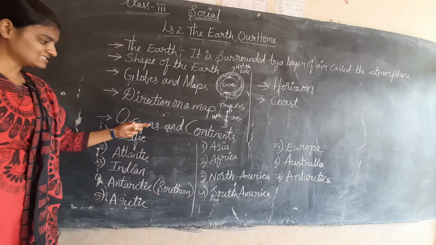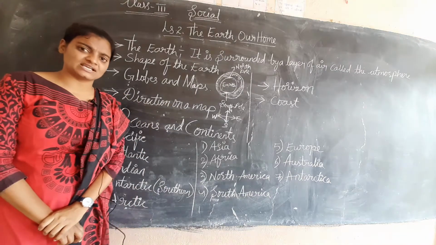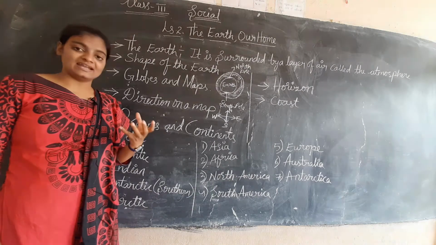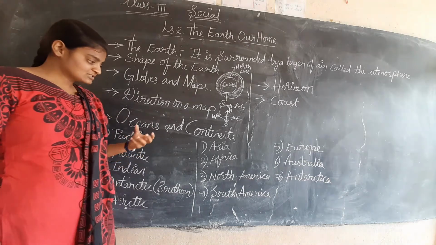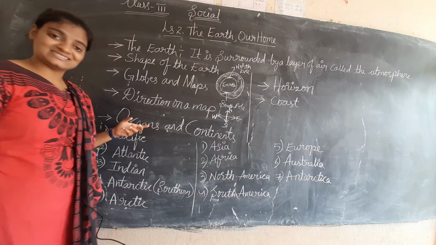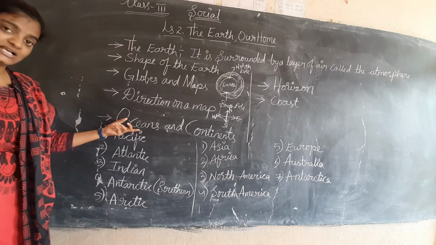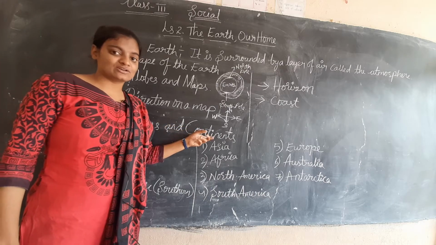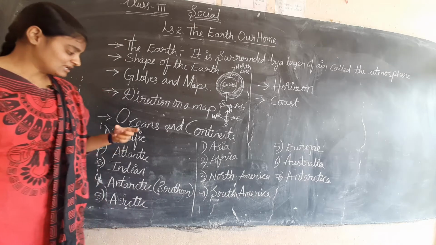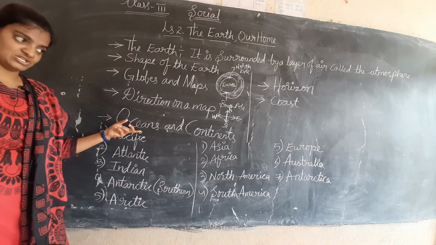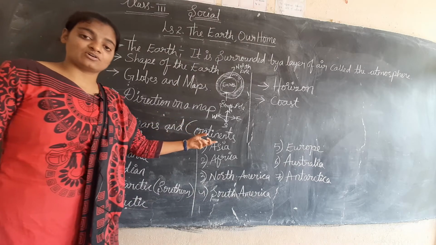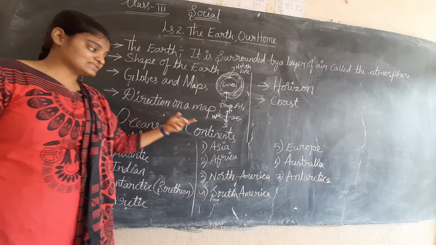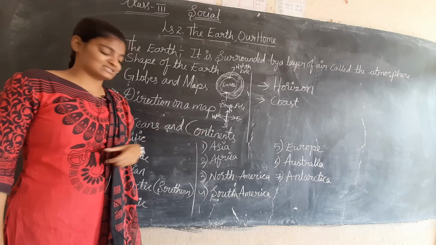Next, oceans and continents. What are oceans and continents? The earth is covered with water and land. Large water bodies are called oceans. Large land masses are called continents.